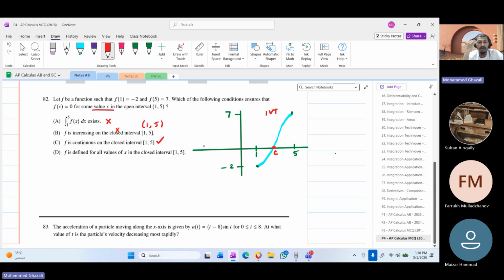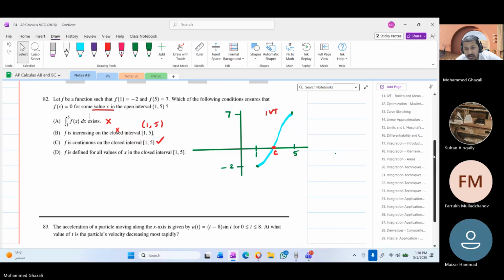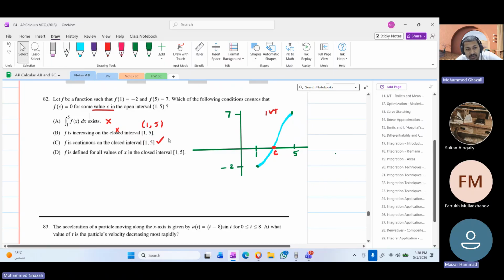No. When they're talking about the theorems of IVT, it needs to be continuous on the open interval. Sorry, it needs to be continuous on the closed interval. Remember, we have studied that before. D is wrong, because we found the best answer here.